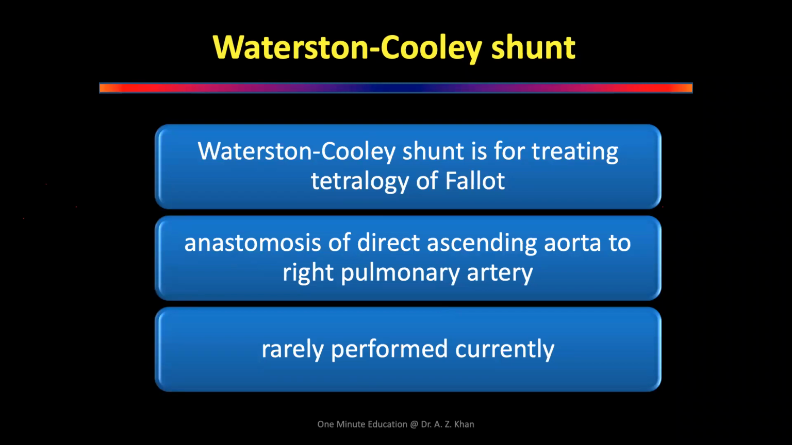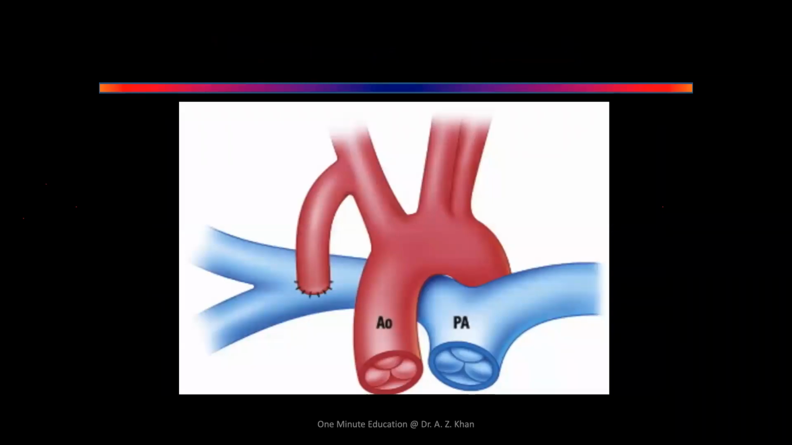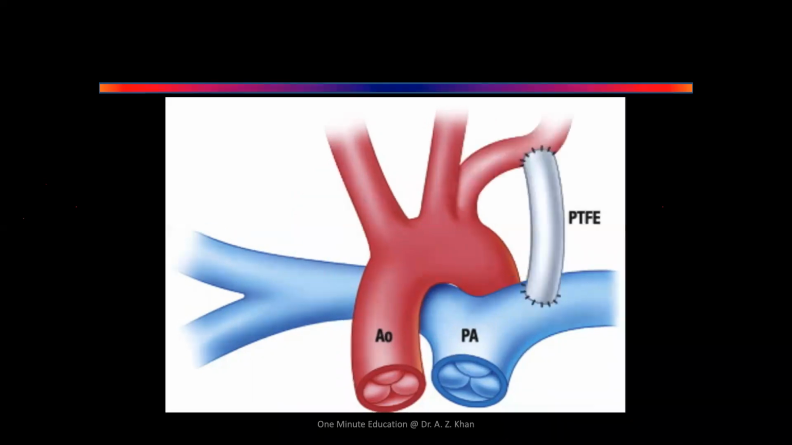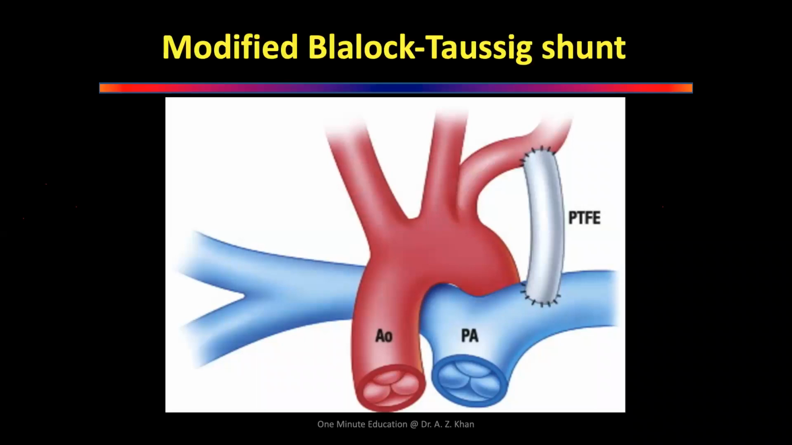Okay, all right, what is this going on? Give me a name. 1 mark if you give me a name. Okay, sir. Yeah, this is classic Blalock-Taussig shunt. Okay, this is a classic BT shunt. Give me a name. Yes, sir. This is modified BT shunt.